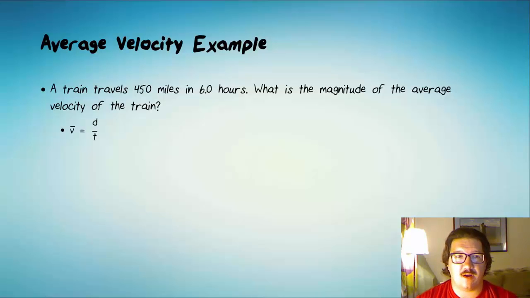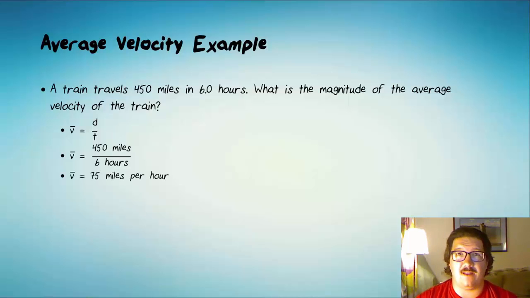So we'll use our new equation, v bar equals d over t, and we can substitute in our 450 miles and our 6 hours, and you should double check this math to make sure that I know what I'm doing. I calculated this to be an average velocity of 75 miles per hour. Of course, the train speeds up sometimes, it slows down sometimes, it stops sometimes, but on average, during the 6 hours, it's traveling 75 miles per hour.